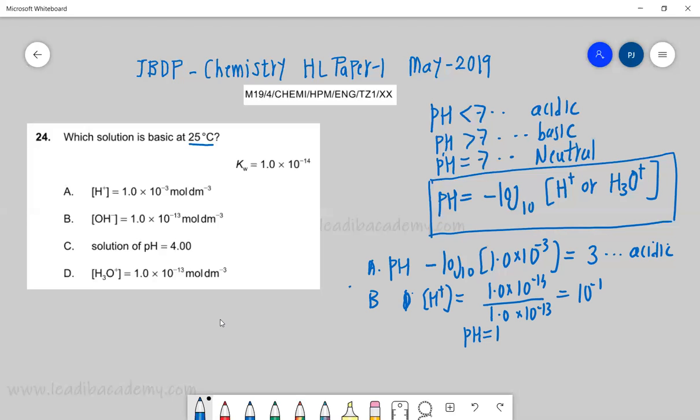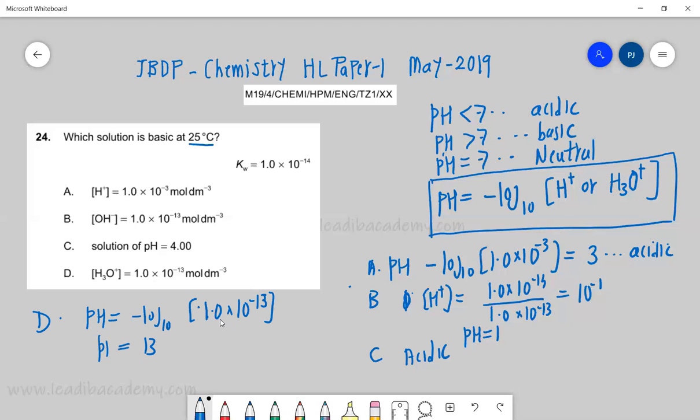What about C? Solution of pH 4. Obviously, no question, it is less than 7, so it has to be acidic. Now let's explore option D. Hydronium ion concentration is given. We don't need to worry about that. So let's find out. Minus log of 1 into 10 raised to minus 13, and the answer is 13.